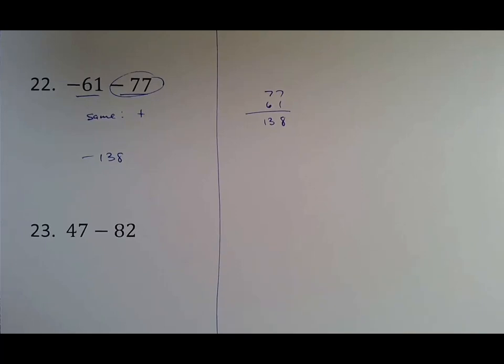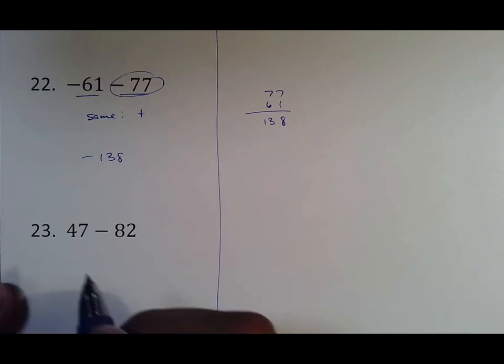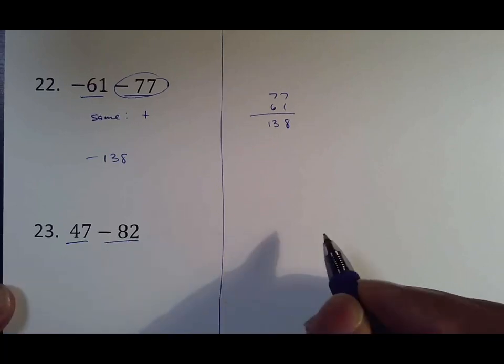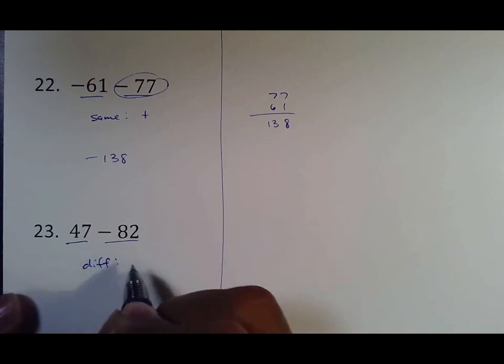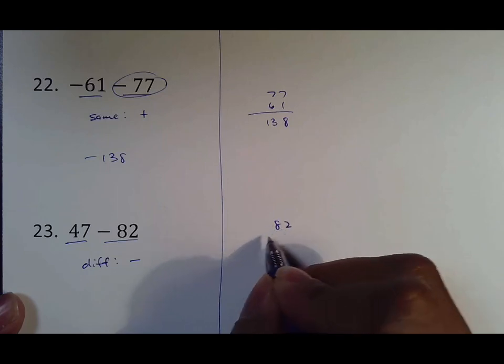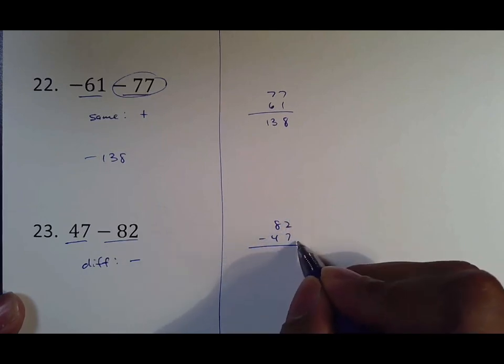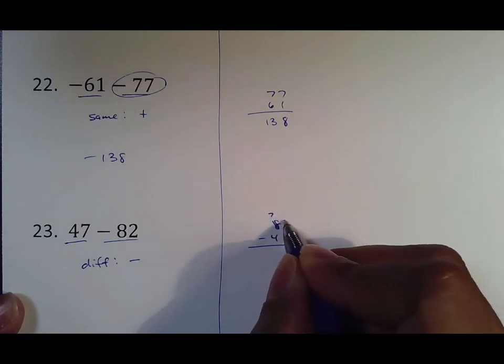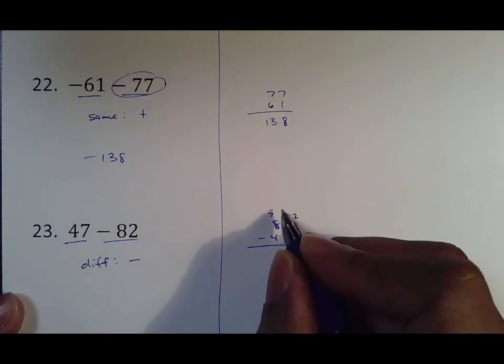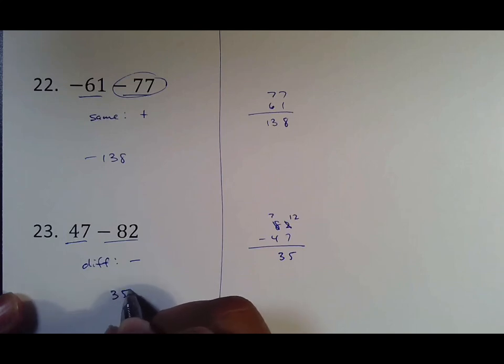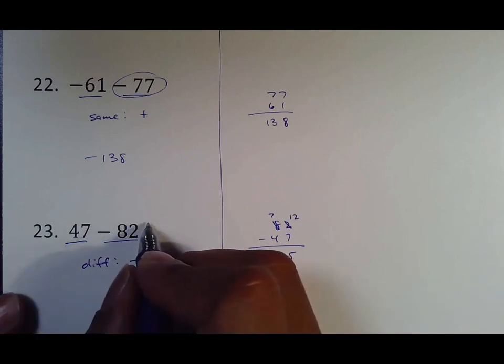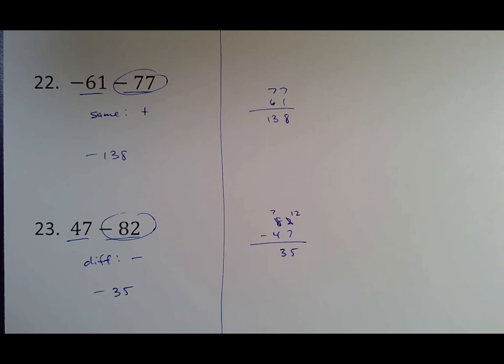Number 23, copy it. Again, do those first 3 steps or so, which is underline them, figure out if they're same or different, figure out if you're going to add or subtract. And we're almost done. Positive 47, negative 82. Different, so we subtract. Bigger number minus smaller number. Cannot do 2 minus 7. 12 minus 7, though, is 5. 7 minus 4 is 3. 35 is my number, but your final answer must be negative 35.